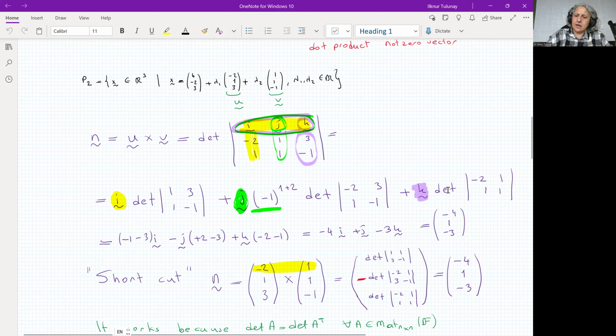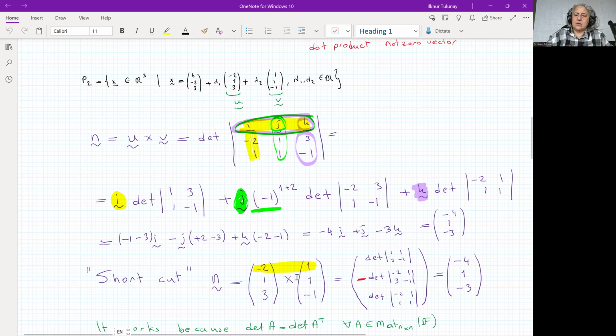That's k here, the determinant of this matrix. This times this, minus this times this. So that's -2. Opposite diagonals gives you the -1. So we have -4i, j, -3k. So as a vector form, that's -4, 1, -3. So this is a proper way to calculate the normal vector, but there exists a shortcut.